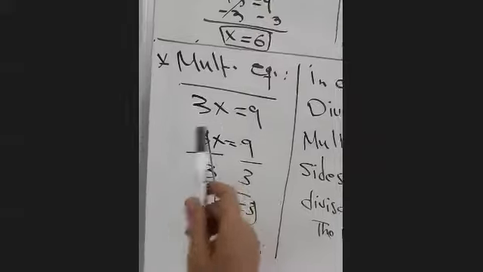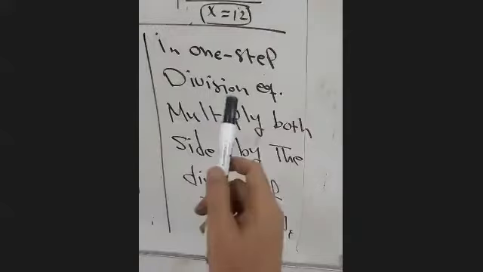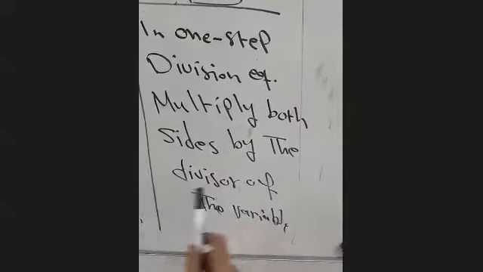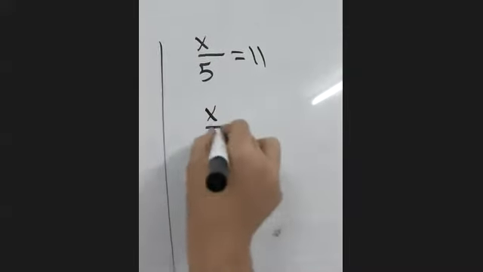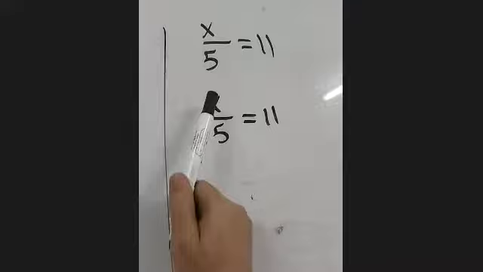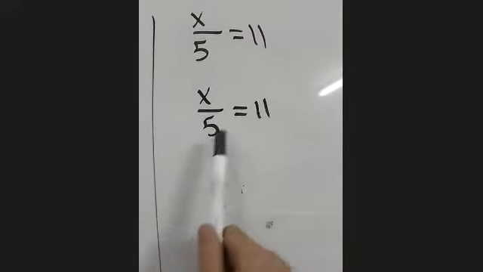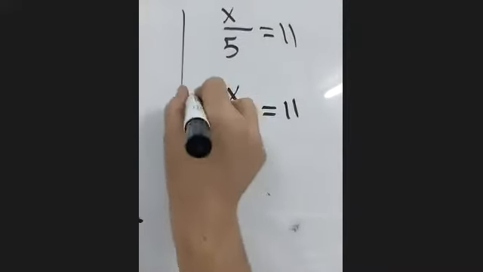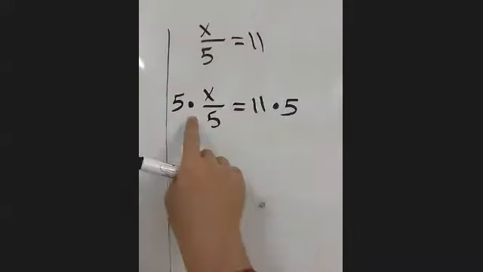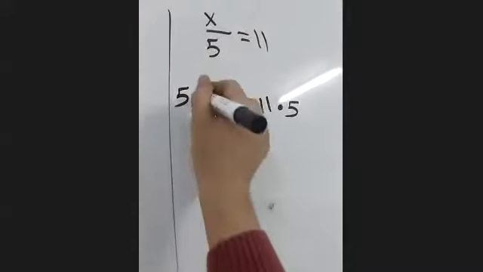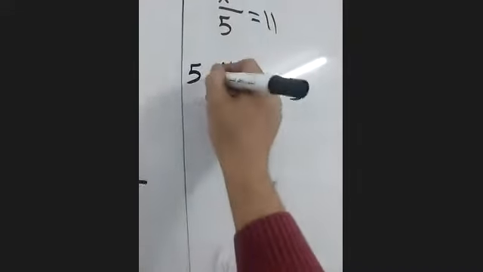In multiplication, divide both sides by the coefficient. In the division equation, multiply both sides by the divisor of the variable. So here, I will rewrite the equation, x over 5 equals 11. The divisor of the variable is 5, so I'll multiply both sides by 5, like this. Multiply by 5, multiply by 5. And I use the dot for multiplication, because we have x, so we use the dot as a multiplication.